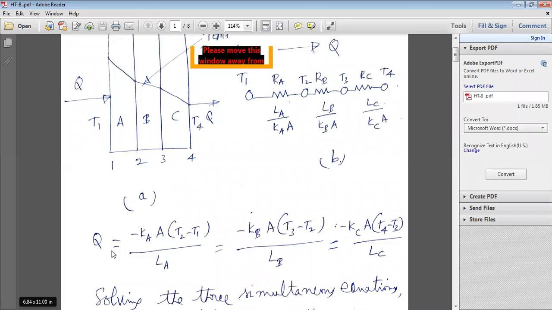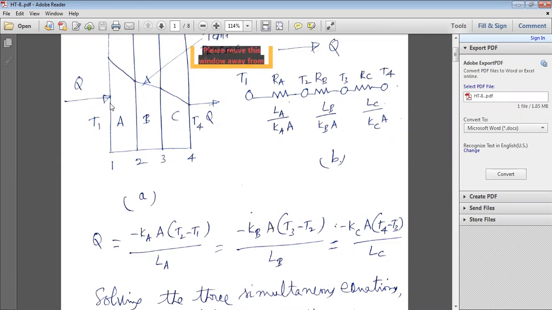Heat transfer Q is equal to minus Ka dT by dx, where Ka is the thermal conductivity of material A, into area, the normal area, into the temperature drop T2 minus T1. Otherwise, if you remove the minus, Ka A into T1 minus T2 divided by delta X, the thickness of material A, La.